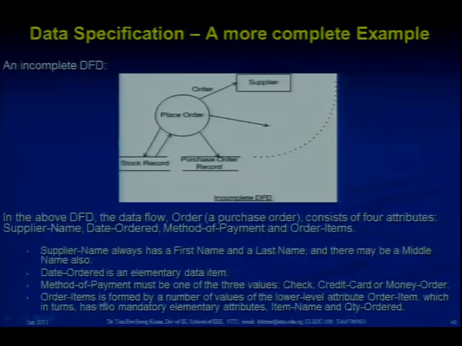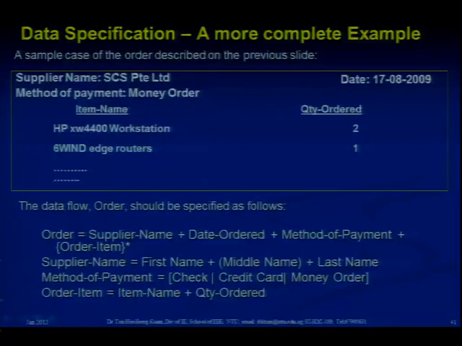Order items. Order items are formed by a number of values of a lower level attribute, order item. That means order items has many. The meaning of order items here is a sequence of items that the company wants to purchase from the supplier. And for each item we have 2 attributes, item name and quantity order. Okay, these are the assumptions, and this is the part of the data flow diagram that we are going to define. In other words, physically, a supplier order is as such.